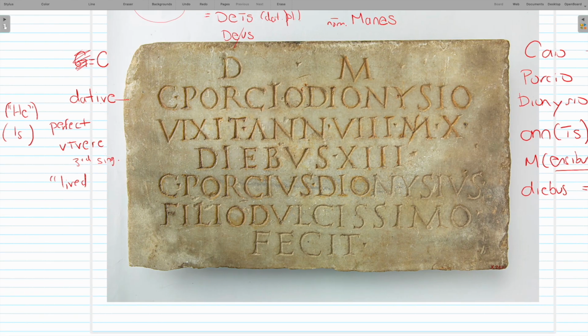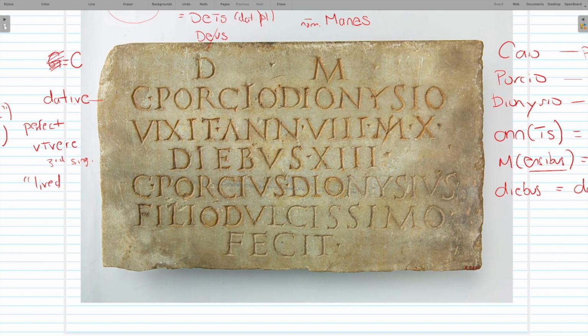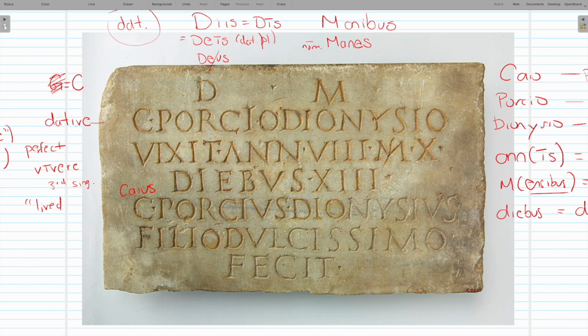And then, moving on, we have another C, another K, that also stands for Caius, Porcius, Dionysius. So as you can see, it's the same name as above, but this time, because of the ending, us, Caius, Porcius, Dionysius, it's in the nominative. All this is in the nominative case. Because that's the subject, actually, of the entire plaque.